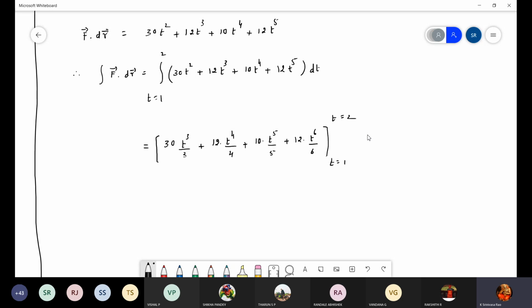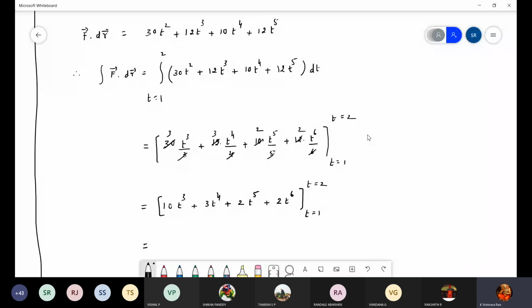Now that is equal to, first cancel all the terms you can cancel. 3 and 30 you can cancel. You will get 10t cube plus 4 3s are 12, 3 t power 4 plus 5 2s are 10, 2 t power 5 plus 6 2s are t power 6. Okay, I am just cancelling these terms. 3 10s are, 4 3s are, 5 2s are and 6 2s are. So for this you have to substitute the limit t equals 1 to t equals 2.